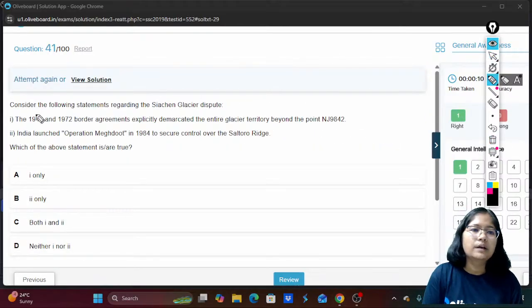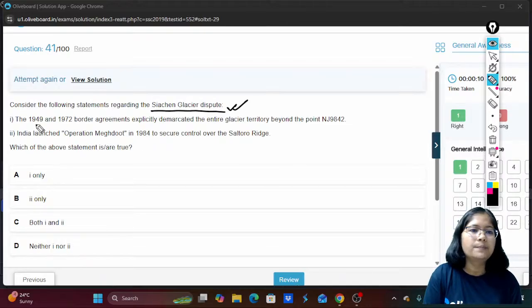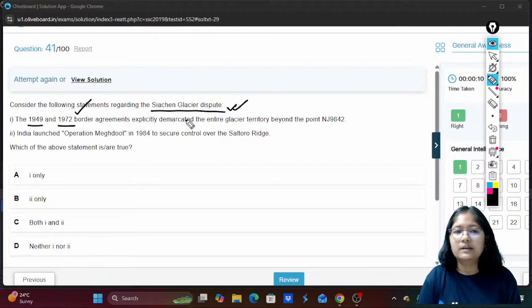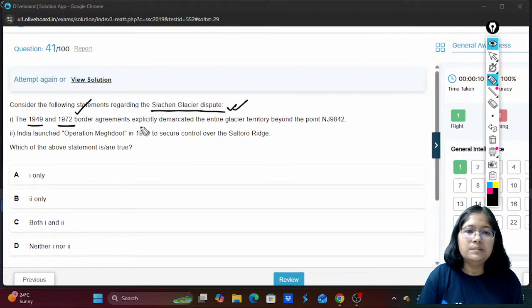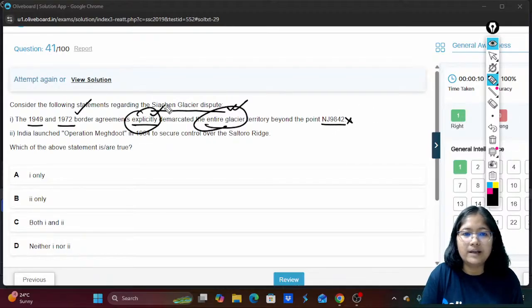Next question. Consider the following statements regarding Siachen Glacier dispute. All right. The 1949 ceasefire happened, and 1972 there was the war of 1971, and then the border agreement happened, the Shimla agreement happened. Then agreements explicitly demarcated the entire glacier territory beyond the point NJ9842. So this statement is wrong. So why this statement is wrong? It was one like this.